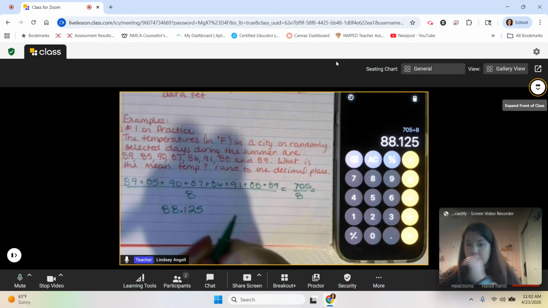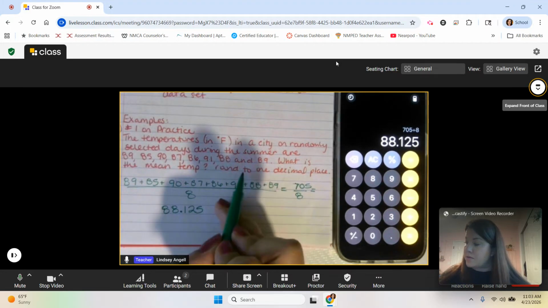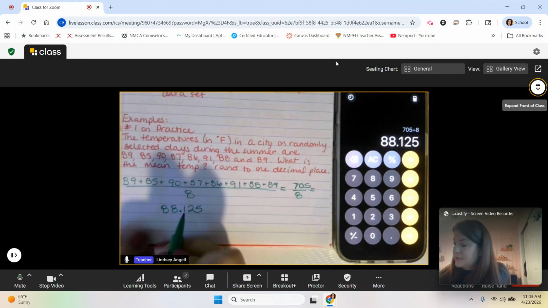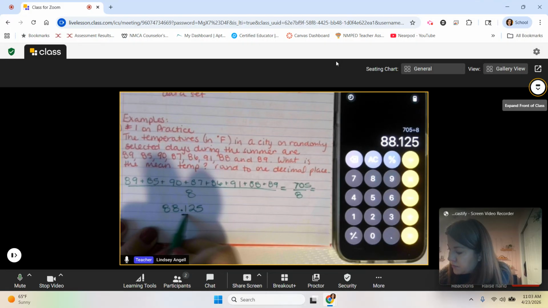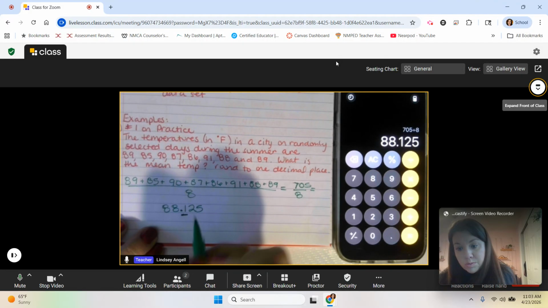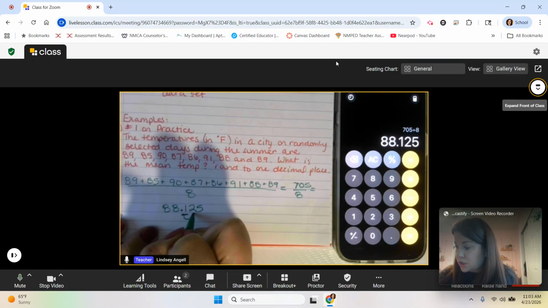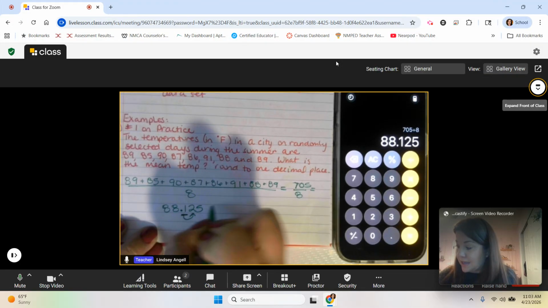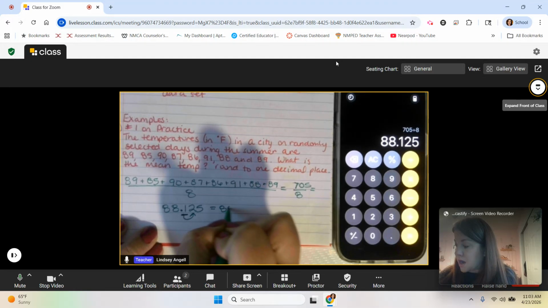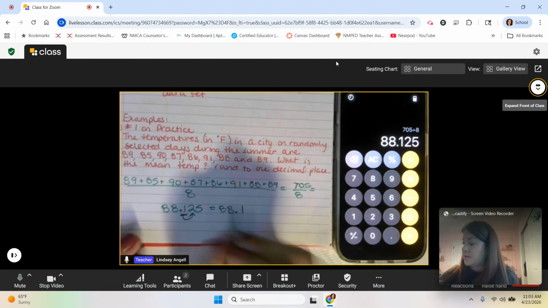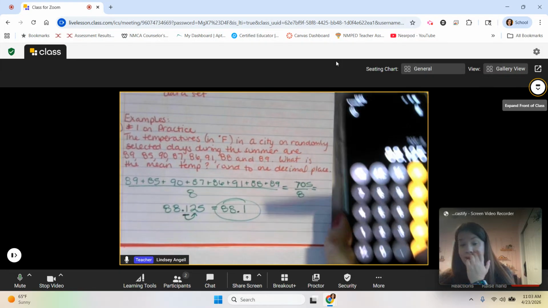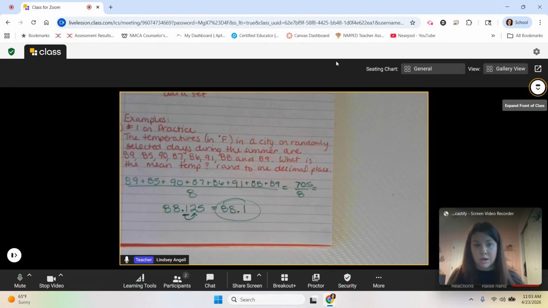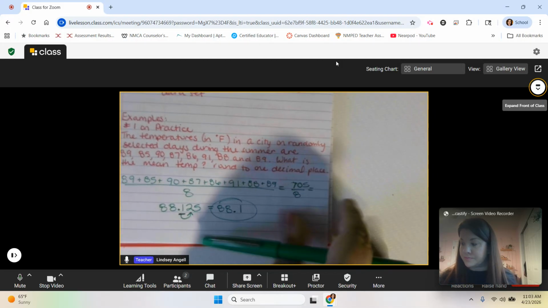Okay, that gives us 88.125. Now, the question specified round to 1 decimal place. So, that'd be right here. This is our first decimal place. So, in order to round, remember, look to the right of it. If it's 4 or less, it stays the same, and everything else gets dropped off. So, this would be 88.1. That is the average temperature for those 8 days.